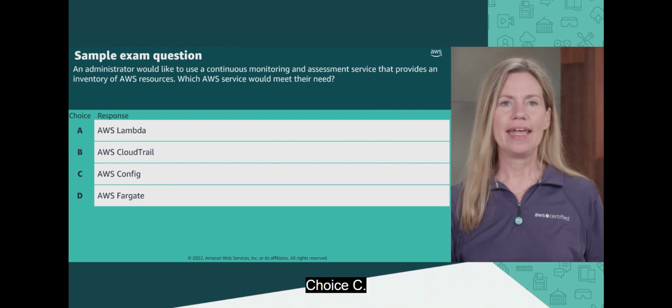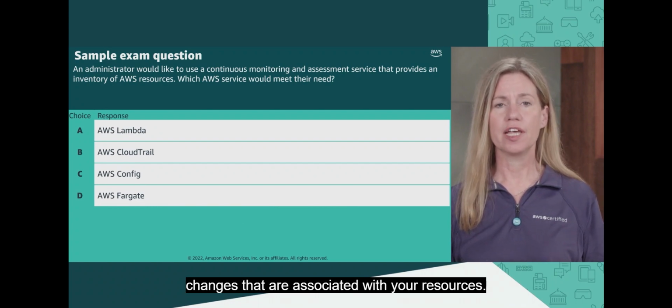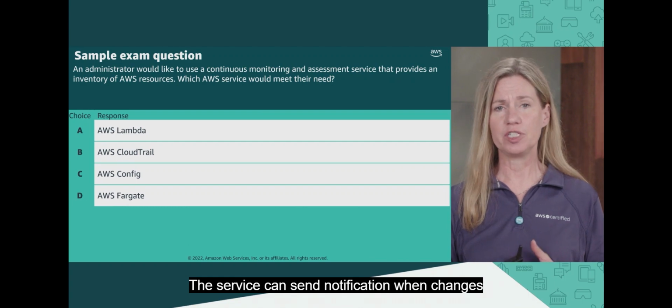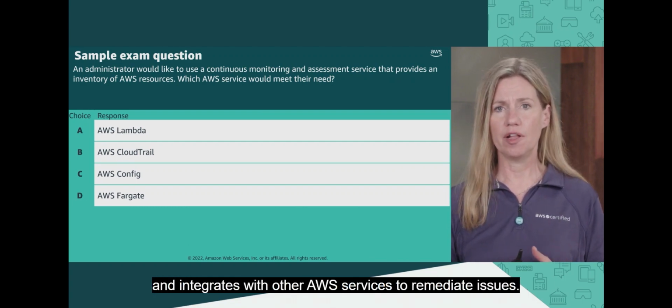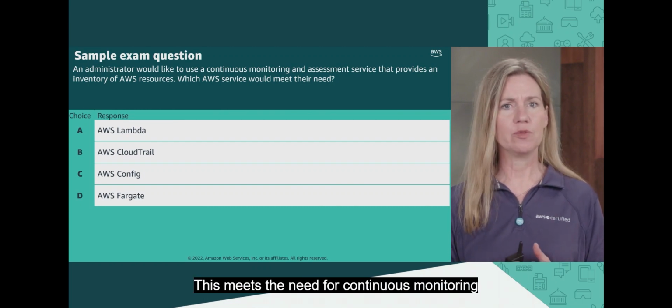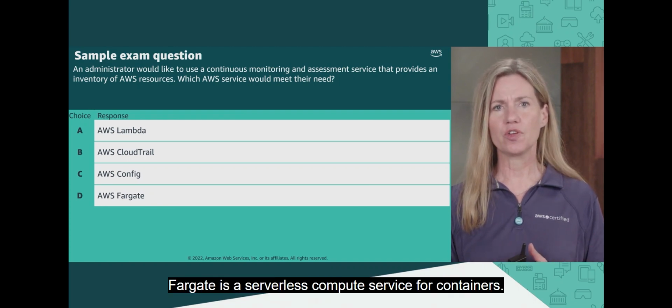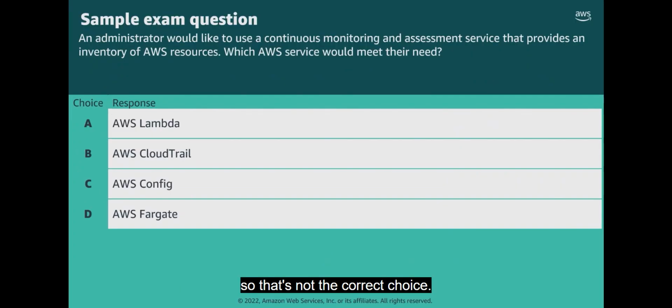Choice C. AWS Config continuously captures configuration changes that are associated with your resources. The service can send notification when changes occur, can be used to invoke a Lambda function, and integrates with other AWS services to remediate issues. This meets the need for continuous monitoring and assessment and an inventory capability. Choice D. Fargate is a serverless compute service for containers. The service does not monitor your environment, so that's not the correct choice.